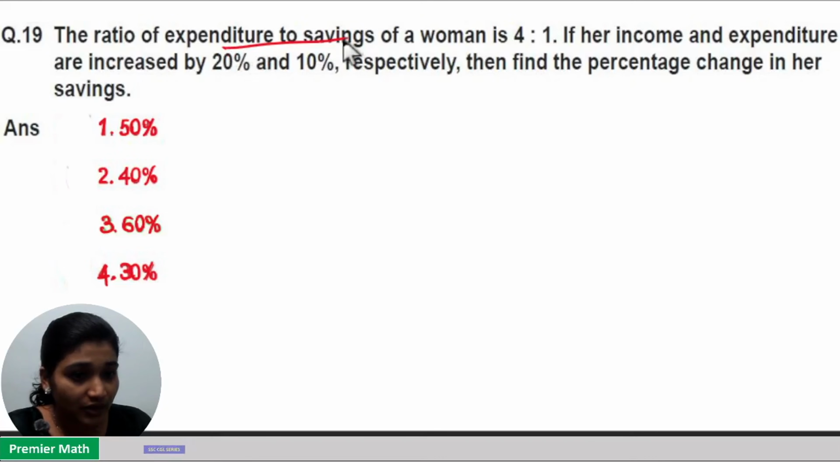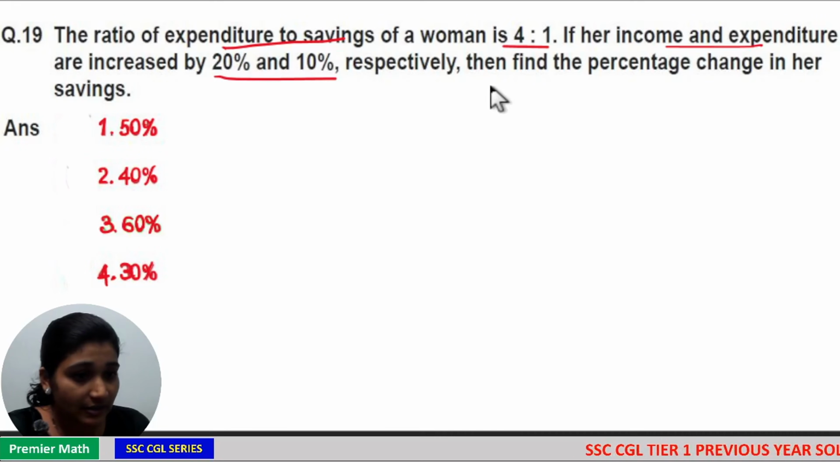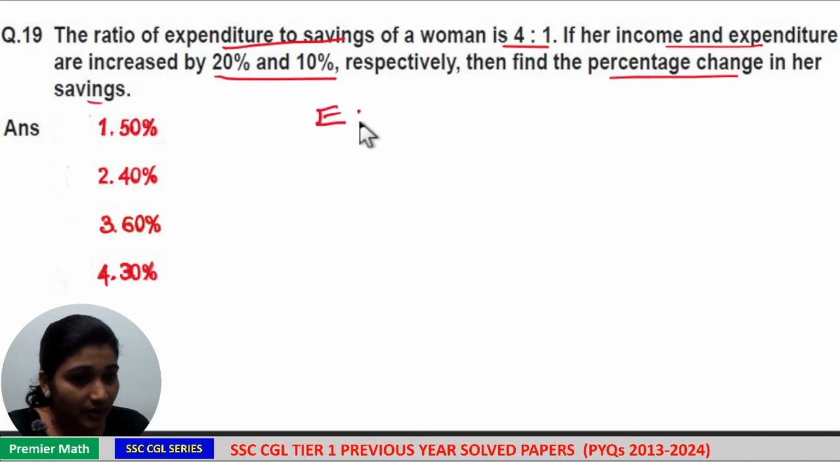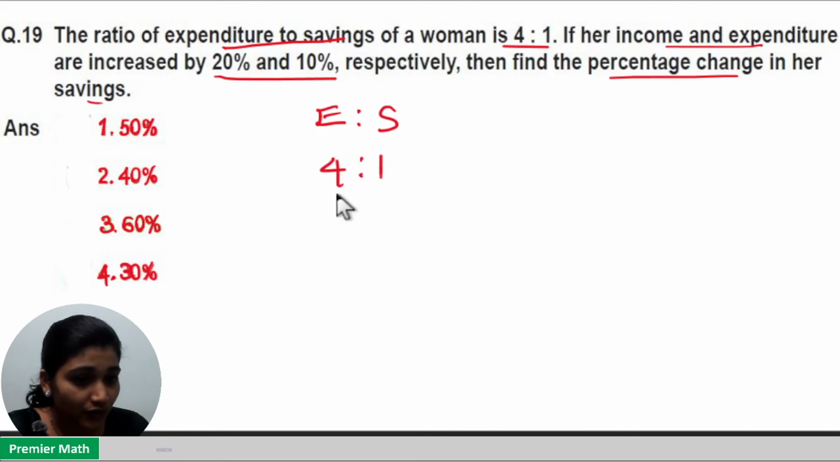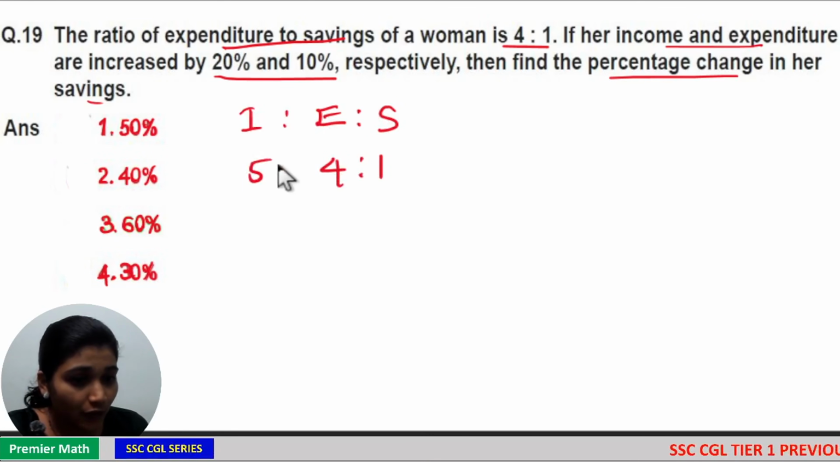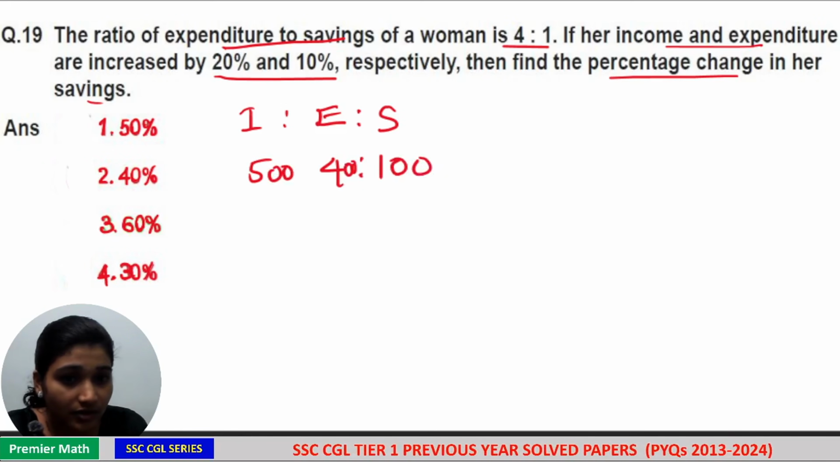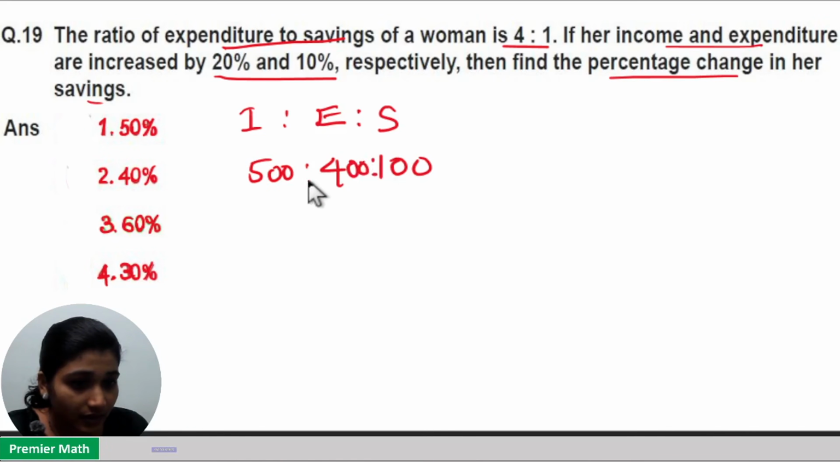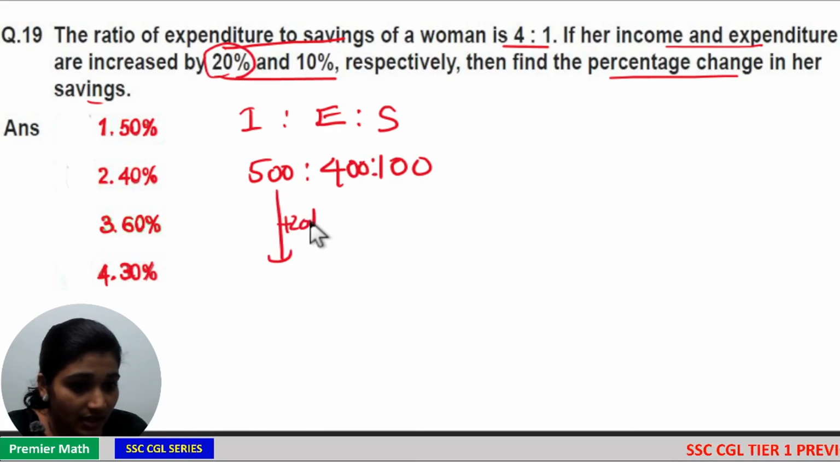The ratio of expenditure to savings of a woman is 4:1. If her income and expenditure increase by 20% and 10% respectively, then find the percentage change in her savings. Here, the expenditure to savings ratio is 4:1. Now, income is expenditure plus savings, so income is 4 plus 1, 5 parts. Now, if I take it as 500, 400 and 100, then there is some increment. Here income increased by 20%. So for a 20% increment from 500, 10% of 500 is 50.